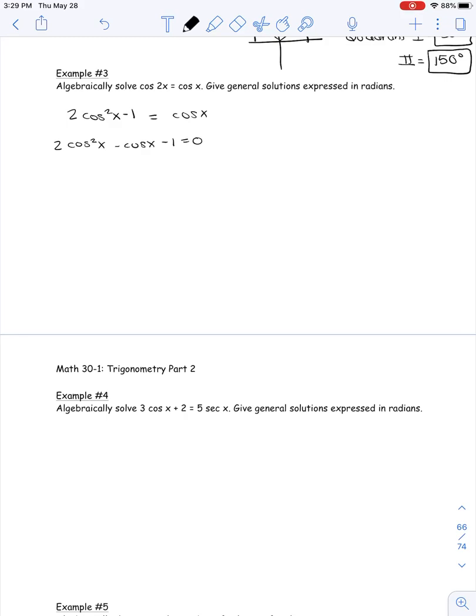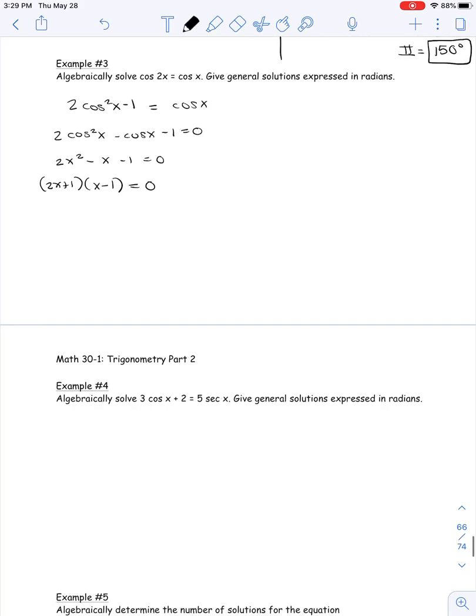So once it's equal to 0, now you can factor it as if it was 2x squared minus x minus 1 equaling 0. So the factors that make this up would be 2x plus 1 and x minus 1 equaling 0. So once you put cos back in, it'll look like this. So that's one factor, and the other factor is cos of x minus 1 equals 0. So that means that cos x could equal negative 1/2, or cos of x could equal positive 1.